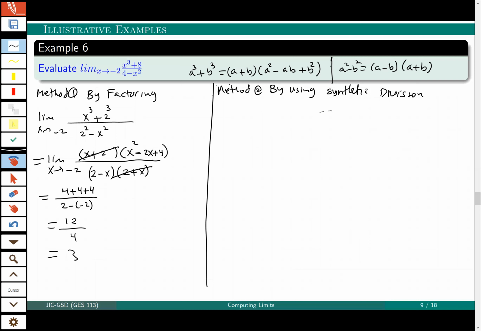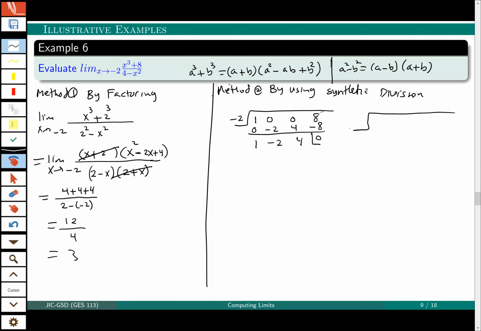Using synthetic division, we will divide by minus 2. I have degree 3, it's 1, degree 2 is 0, degree 1 is 0, then 8. So 1 plus 0 is 1, minus 2 times 1 is minus 2, 0 plus minus 2 is minus 2, minus 2 times minus 2 is plus 4, 0 plus 4 is 4, minus 2 times 4 is minus 8, and that is 0. That's the first one.